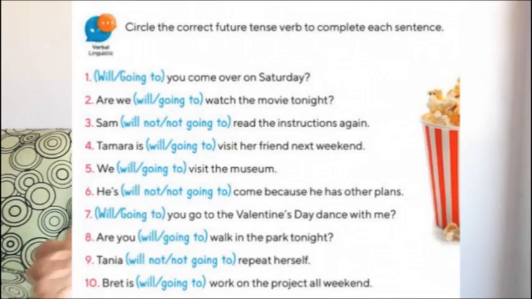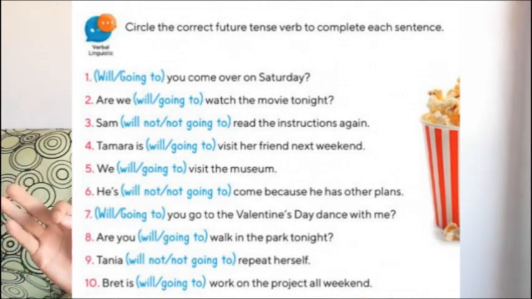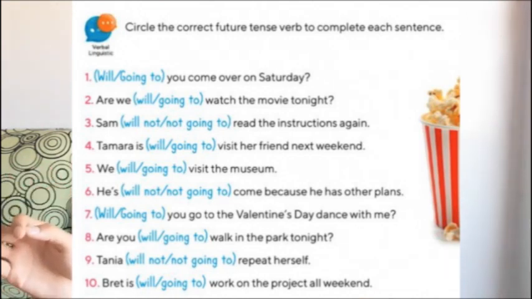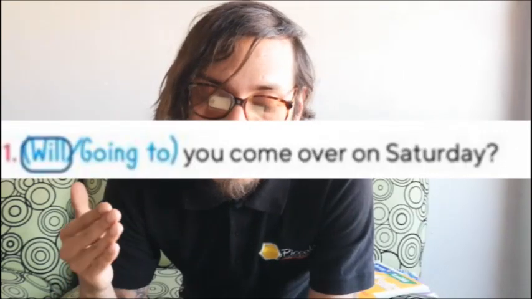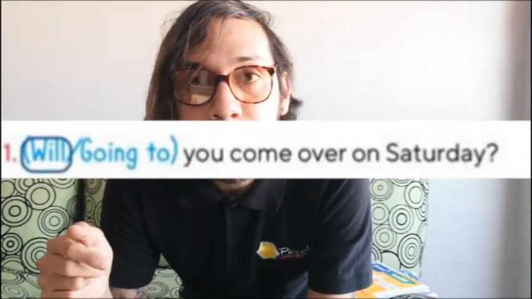Let's go to the exercise. Read with me. Circle the correct future tense verb to complete each sentence. Let's do it. Will or going to you come over on Saturday? Which one do you think is the correct one? Will, exactly, because we don't have the verb to be. So, will you come over on Saturday? So we circle will.